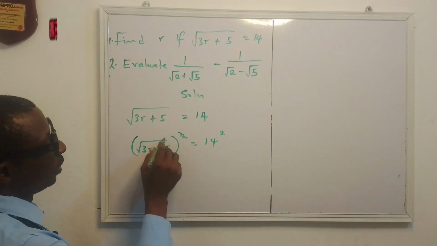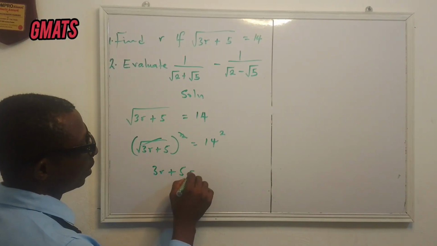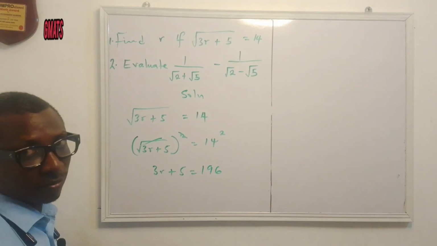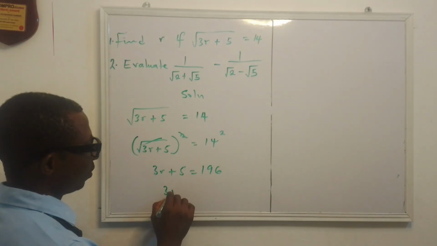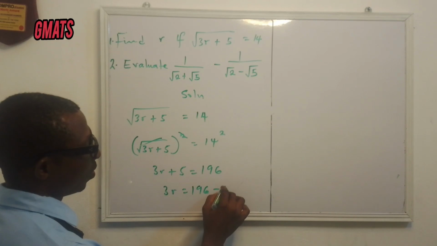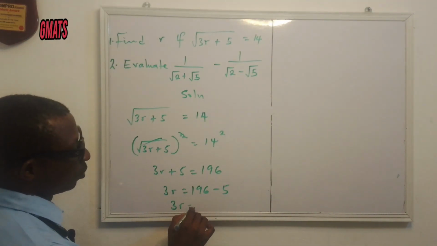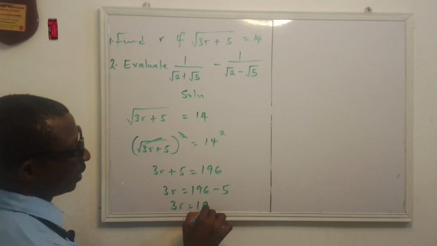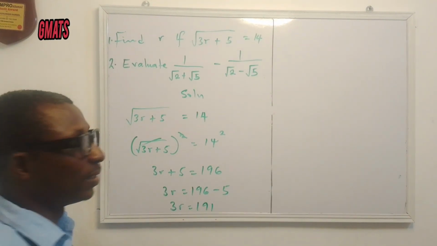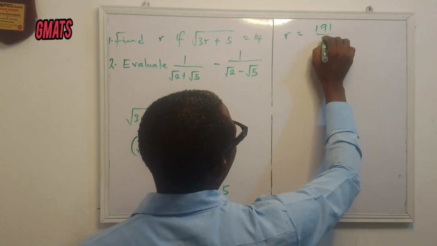Okay, so this will eliminate this. So we have 3r plus 5 equals 196. Okay, so you subtract 5 from both sides. So that gives you 3r equals 196 minus 5. Okay, so we have 3r equals 191. Okay, so here you divide both sides by 3. So you have r equals 191 over 3.